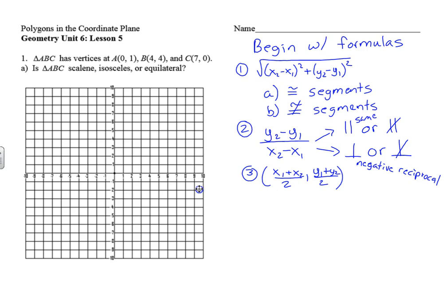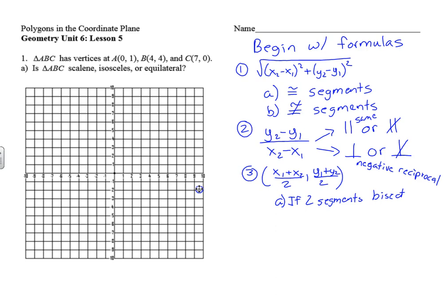What the midpoint formula is going to prove is if two segments bisect. If they both have the same midpoint, then they will bisect each other. All right, so that's our overview. We're going to begin with the formulas. That's how we're going to prove different things here. Now the question becomes about understanding the properties of these different shapes and what will uniquely prove those.